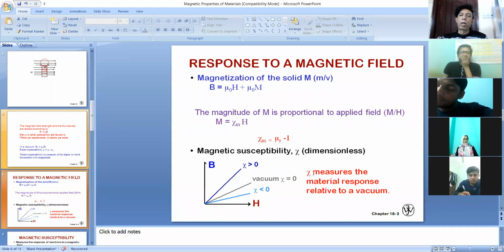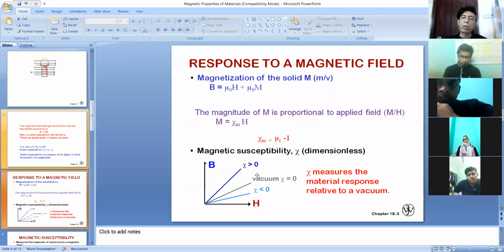So what does chi M tell us? Chi measures the material's response relative to a vacuum. Say, for example, on a B versus H curve, in vacuum this is the line, and if the chi value is greater than 0, then the line will be here, and if the chi value is less than 0, the line will be here.